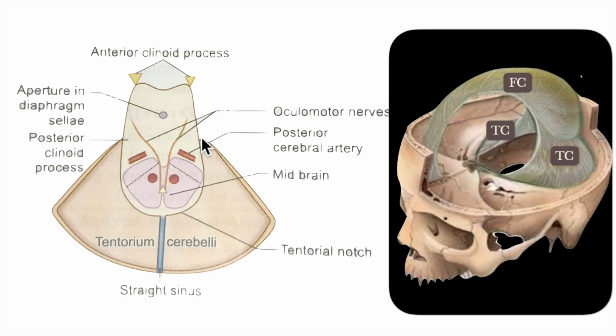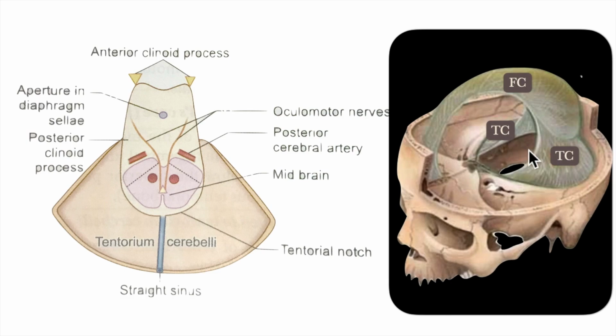Then this tentorial notch is another important question. So this is the tentorial notch. Through this notch the midbrain goes downwards. Then the oculomotor nerve emerges from the midbrain and crosses this attached and free margin of the tentorium cerebelli. Then another structure is the posterior cerebral artery. These three structures occupy this tentorial notch.